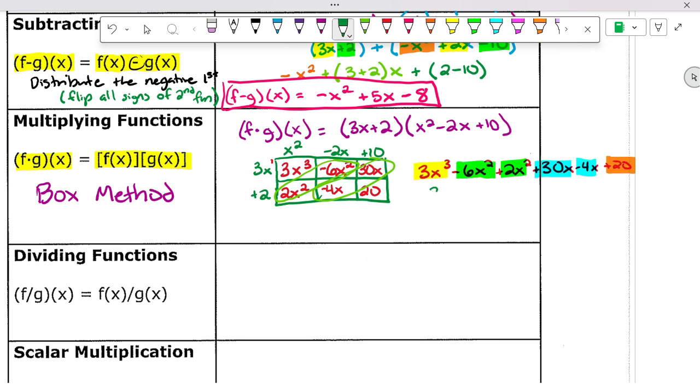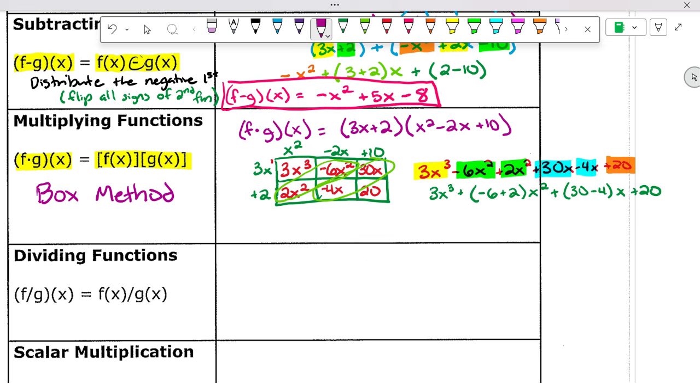So this would be 3x cubed plus negative 6 plus 2 x squared plus 30 minus 4 x plus 20. Now, do you have to write all this if you kind of can already tell what goes together? No. I'm just doing it if you're one of those that just need to see it like that visually, it's there. So you have it. Would I dock points on a test if you didn't write like this? No.